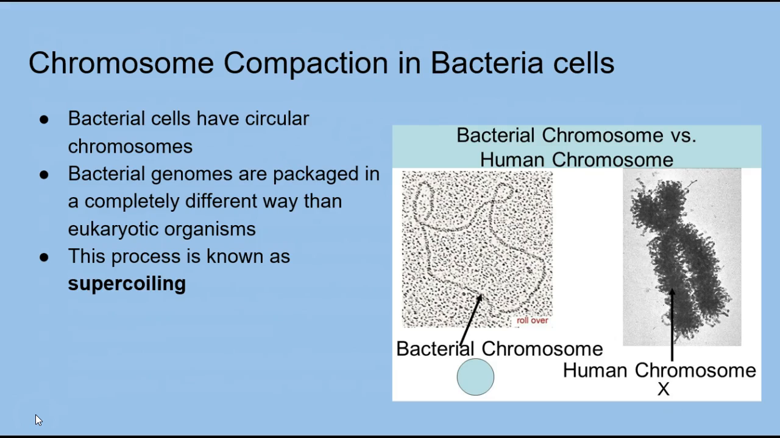The picture I have shows the difference between bacterial chromosomes and human chromosomes. So we obviously have a lot more DNA than bacterial cells, but just the difference in how it's compacted is shown. Everything else in this e-report is going to be about your eukaryotic cells. So this is just a little tidbit.